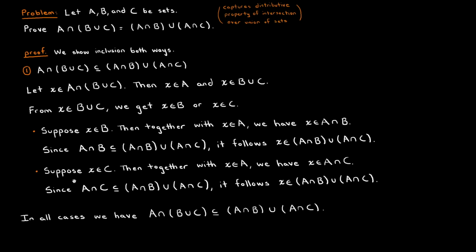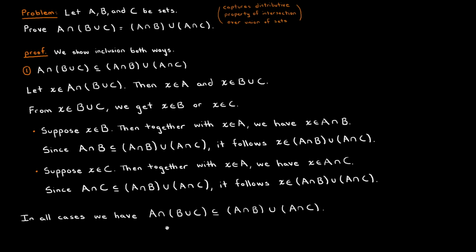But we're not done yet. Now we have to consider what happens when x is an element of C. Well, if x is an element of C, then together with the condition that x is also in A from above, we have that x is in A and C. In other words, x is an element of A ∩ C. Again, A ∩ C is a subset of (A ∩ C) ∪ (A ∩ B). So it follows that x is an element of this set, which is again the right-hand side of what we wanted to show. So in all cases, whenever we pick an arbitrary element of the left-hand side, we see that it's also an element of the right-hand side.